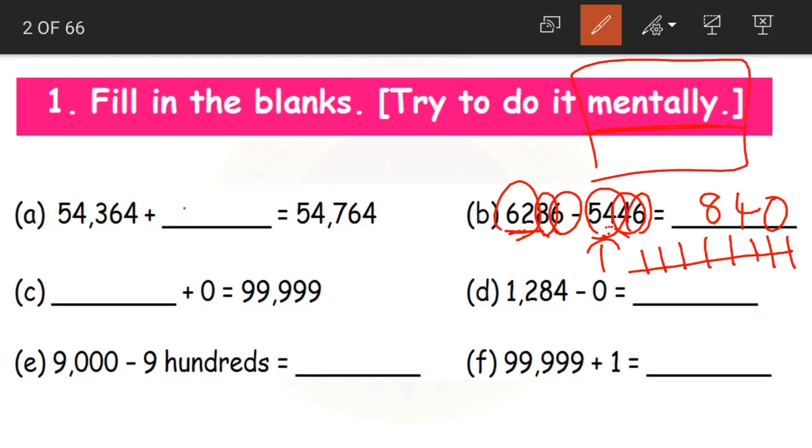Now coming to the next question. Question number C. Dash plus 0 is equal to 99,999. Now there was some number to which we added 0 and the sum is 99,999. How do we do that? We know that when we add 0 to any number, the answer will be the number itself.